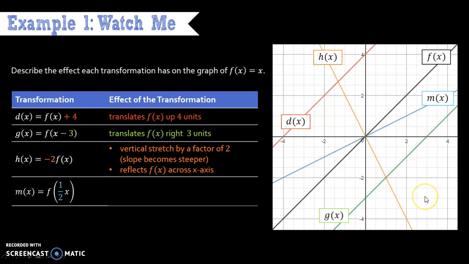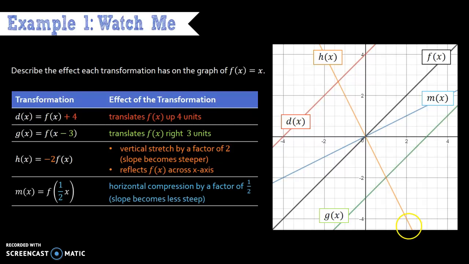My orange one, this is representing a vertical stretch by a factor of 2. My slope is becoming steeper. And I'm also reflecting across the x-axis. Because this is a negative value, I had to flip-flop my line. So you can see that it's now going in a different direction than the original black line. This orange one has flipped or reflected across the x-axis. And then I also stretched it by a factor of 2. I made my line steeper.